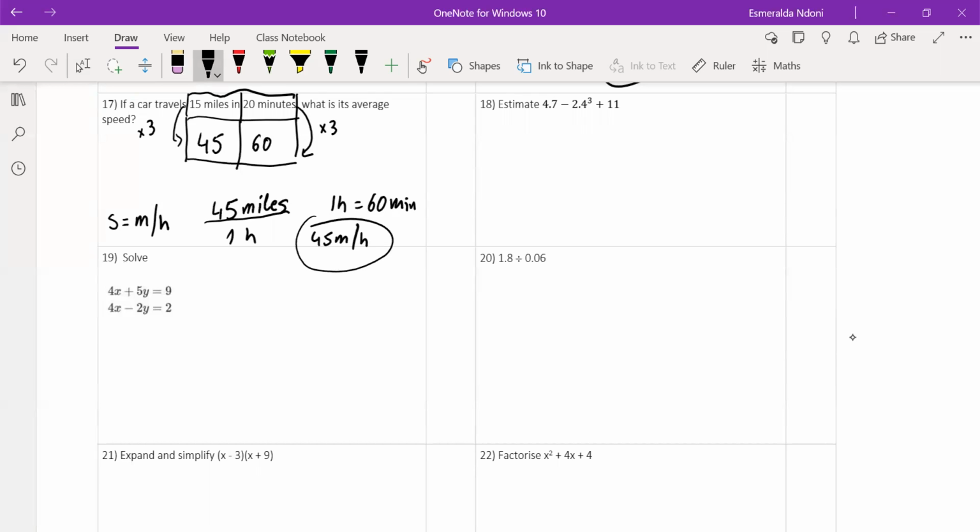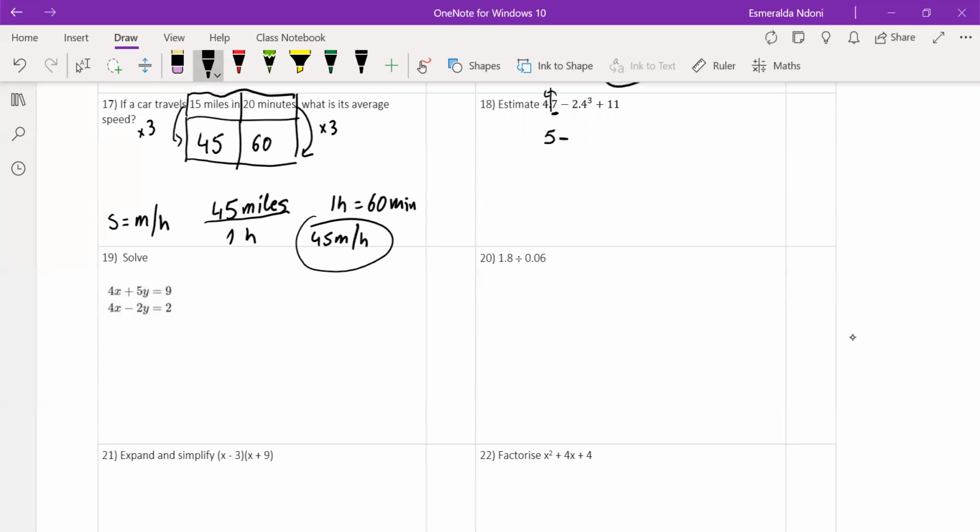That's finished. Estimate. To estimate, we round to 1 SF. Let's do that first. 4.7. The first significant number is 4. 7 is a decider. 7 is too heavy, so we'll change the 4 into a 5.